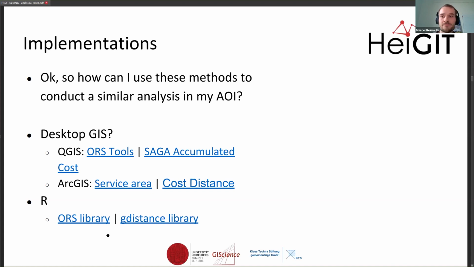If you like R, there's an ORS library available. This is basically a wrapper, including firing the requests against the API of the open root service. And for raster, you can use gdistance. This is also a library.